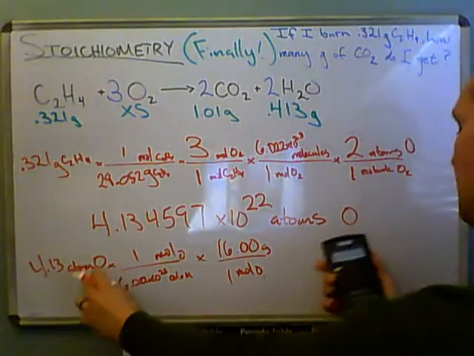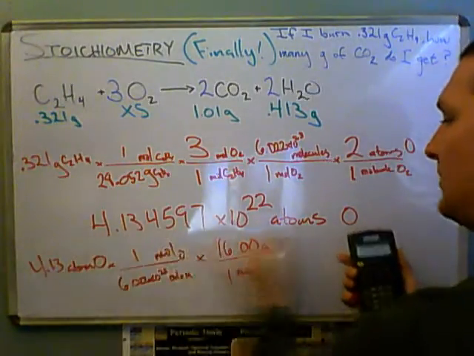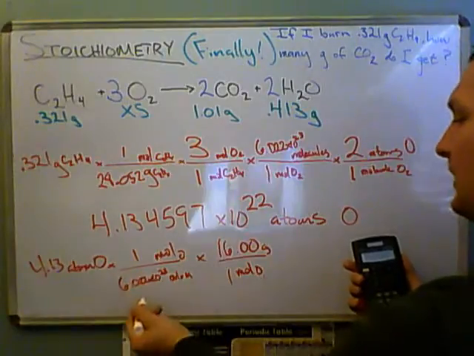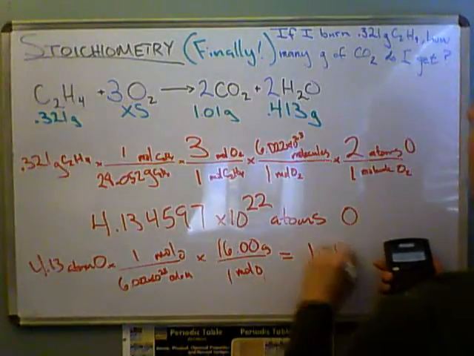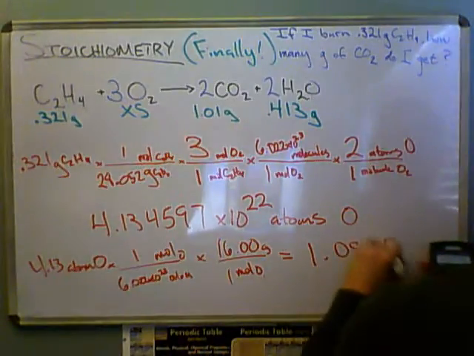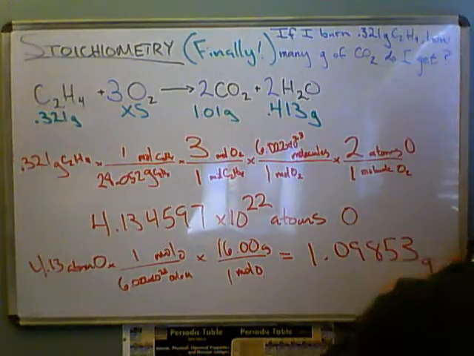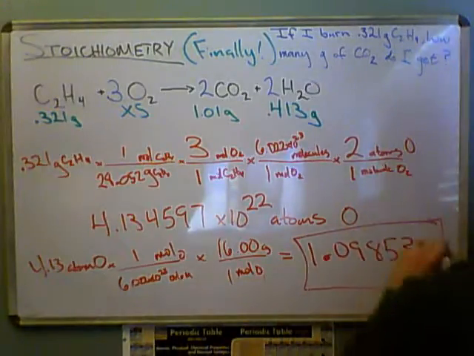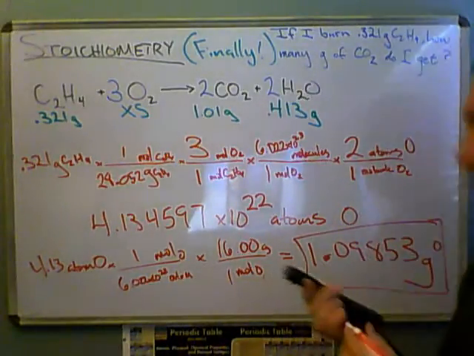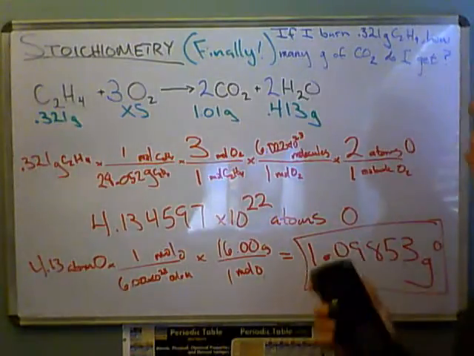So I just typed this in. I did this number of atoms times 1 divided by this times this divided by 1, and I get 1.09853 grams. So that's that many grams of oxygen were used up. Let's see if that makes sense.